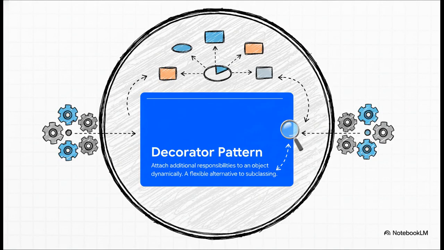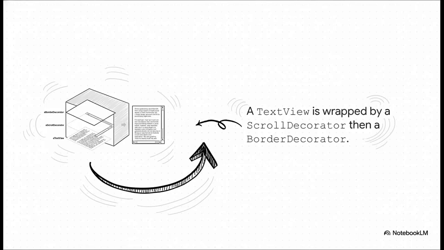Instead of locking in all the behaviors when you first write the code, the decorator lets you add new responsibilities to an object on the fly, dynamically, while the program is actually running. This picture just shows it perfectly. We start with our plain, simple text view. Then, to get a scroll bar, we just wrap it inside a scroll decorator. Want to add a border on top of that? No problem. We just take that whole thing and wrap it again, this time in a border decorator. We're just layering on functionality like Russian nesting dolls.